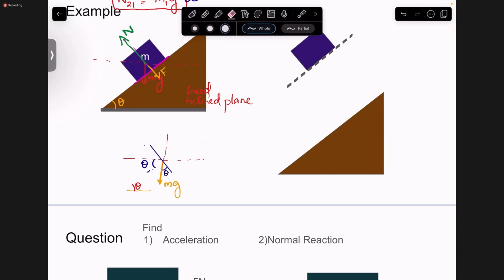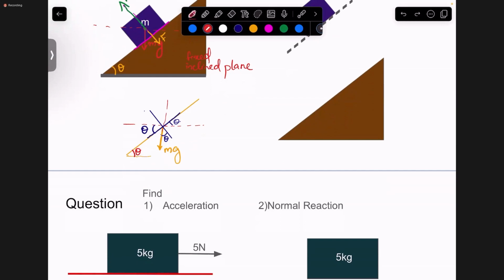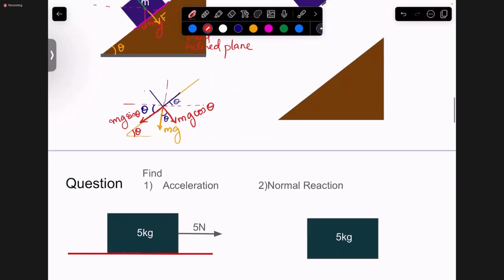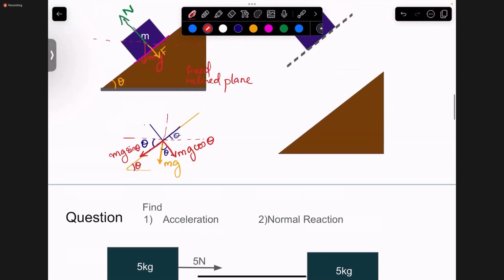Wait. So you can see that this is mg. This is mg cos theta, and this is mg sine theta. So these are the two components. That means this F that is being applied on the surface by the block is equal to this mg cos theta.